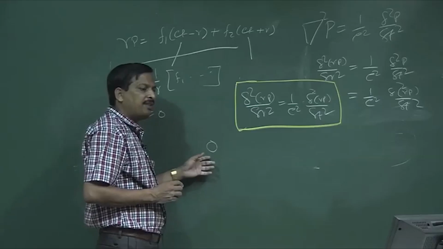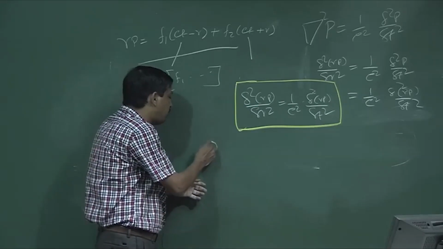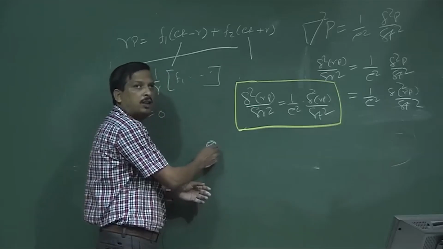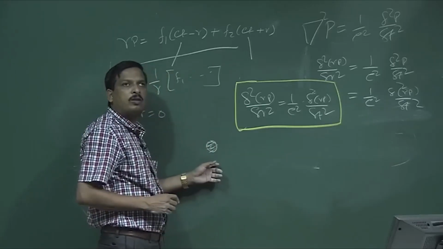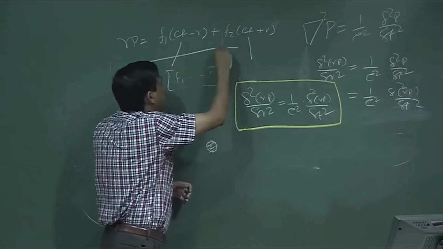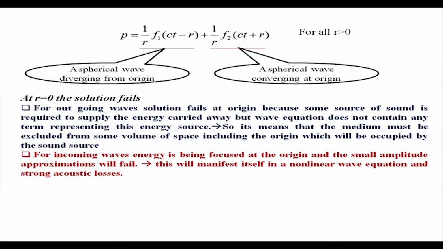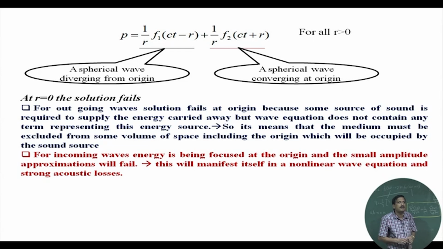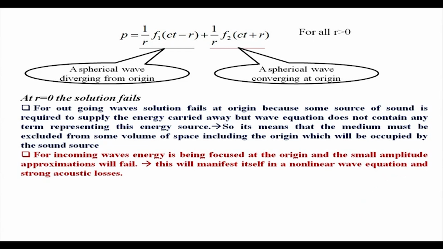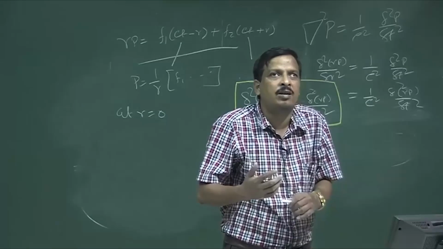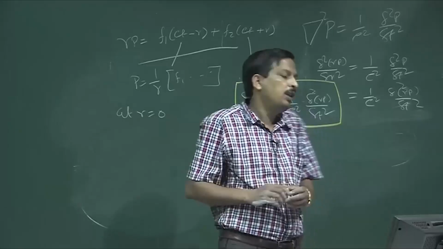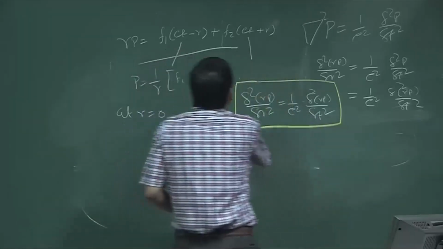So that space at the origin is the space which is occupied by the sound source, the acoustic source. Now in the case of the converging wave, it also fails. The explanation is that for an incoming wave, energy is being focused at the origin and the small amplitude approximation will fail. This will manifest itself in a nonlinear wave equation and strong acoustic losses. Okay. So this is the physical meaning of r equal to 0. Now let us say r is not equal to 0 and we proceed.